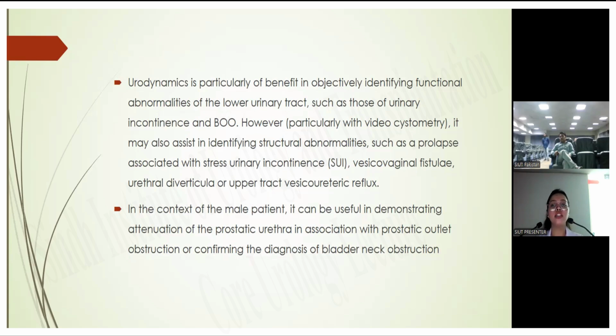However, particularly in video cystometry, it may also assist in identifying structural abnormalities such as prolapse associated with stress urinary incontinence, vesicovaginal fistula, urethral diverticula, or upper tract VUR. In the context of a male patient, it can be useful in demonstrating the attenuation of the prostatic urethra in association with prostatic outlet obstruction or confirming the diagnosis of bladder neck obstruction. So this slide is related to the video urodynamic study.